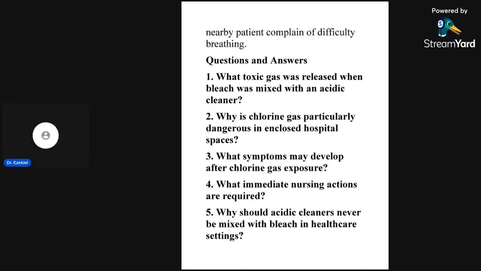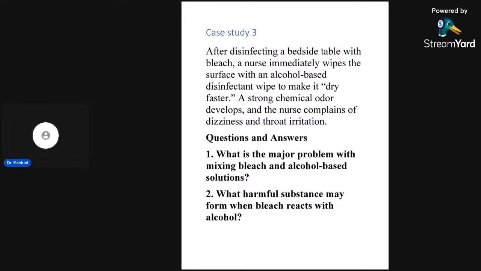So lastly, the last case study we are going to do for this disinfectant: after disinfecting a bedside table with bleach, you see bleach again. So you should know what to do with sodium hypochlorite. After disinfecting a bedside table with bleach, a nurse immediately wipes the surface with an alcohol-based disinfectant. So we have bleach with quack, bleach with vinegar, and bleach with an alcohol-based disinfectant to make it dry faster.